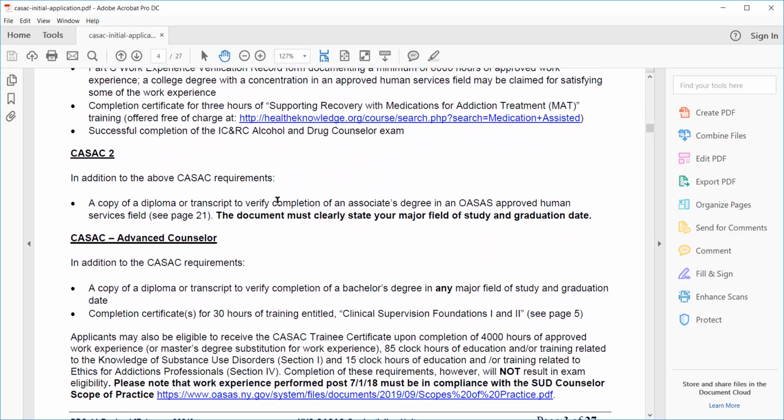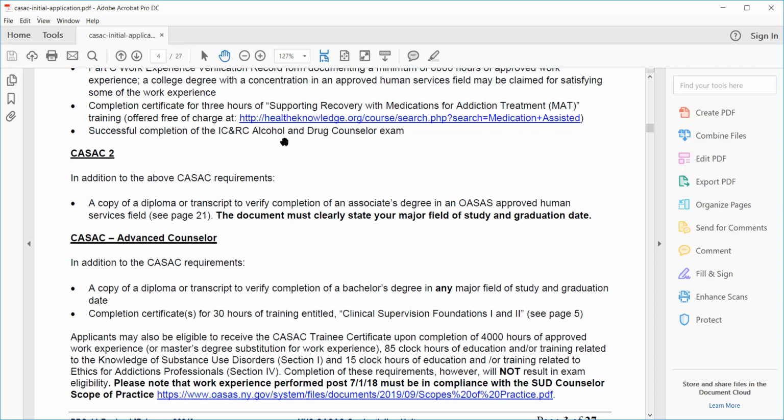Okay, and you have already got this certificate for the MAT training. You should have done that in the pharmacology class. If you did not, if you were on the cusp and you did not take pharmacology, then you will need to do that. And this is the link you can take right here. This is a free training, but OASAS wants everyone who is going on to become a CASAC to take that.